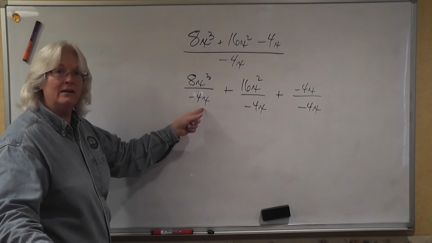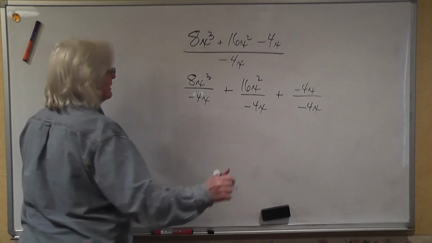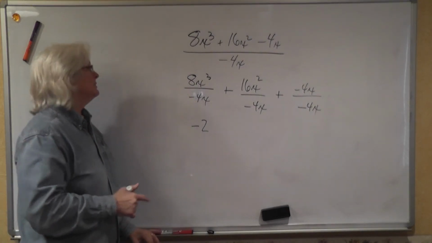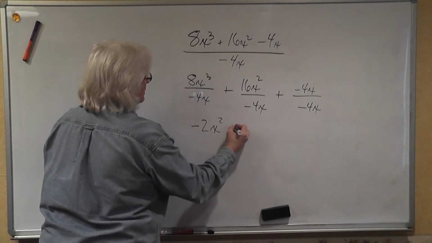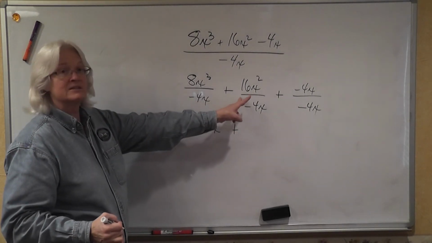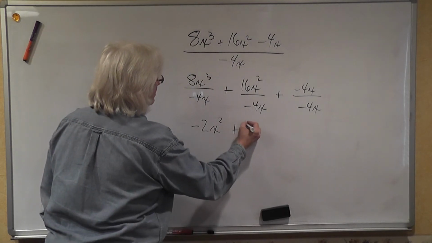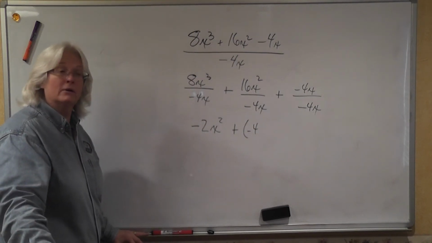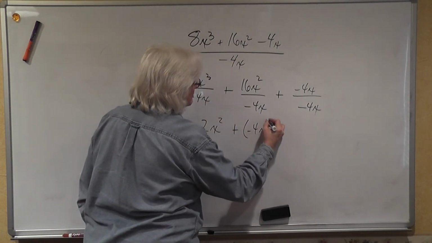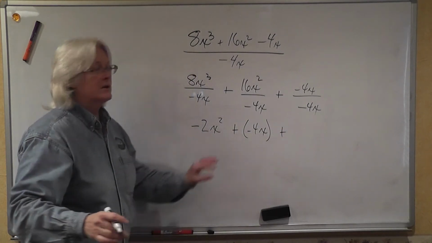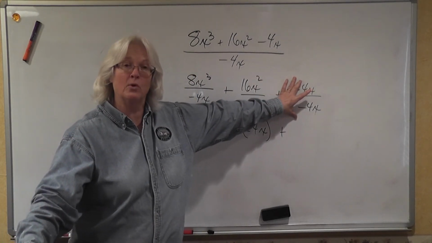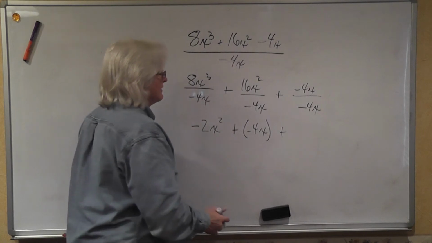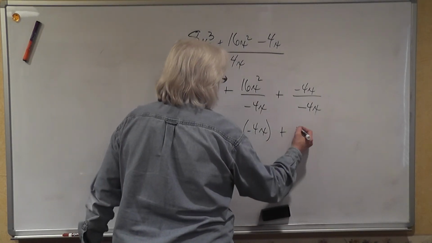8x cubed divided by a negative 4x. Positive divided by negative is a negative. 8 divided by 4 is 2. X cubed divided by x is x squared. Plus 16 divided by a negative 4, positive divided by negative, is a negative. X squared divided by x is x. Plus, now here we have the signs the same. Negative 4 divided by a negative 4 is a positive 1. Negative divided by negative is positive. X divided by x is 1.